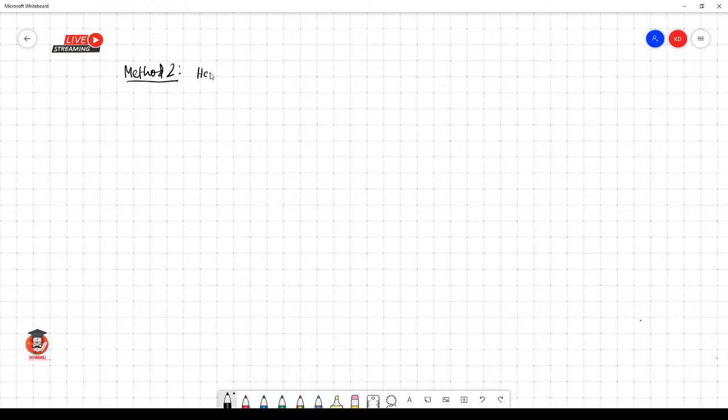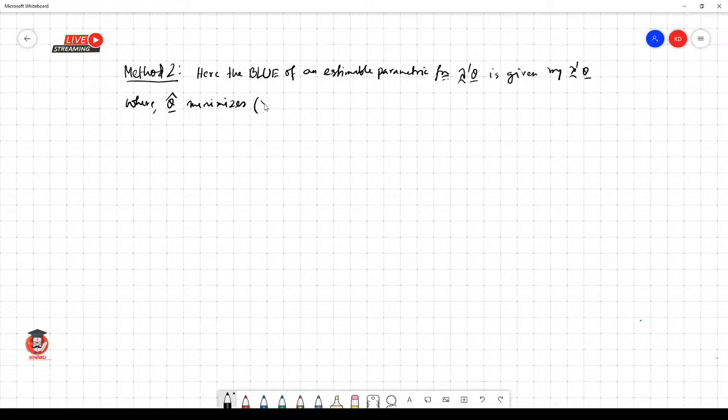Here the BLUE of an estimable parametric function is given by λ' θ̃, where θ̂ minimizes (y − Aθ)'(y − Aθ) under the restriction H'θ = ξ.